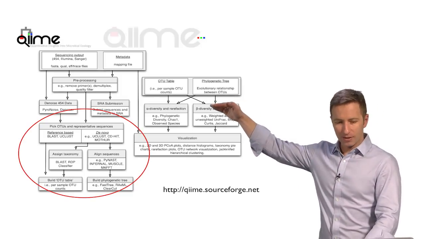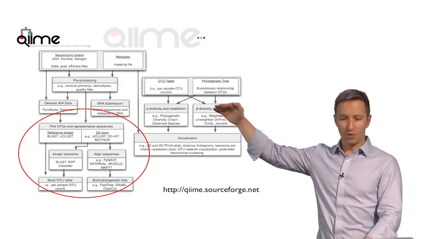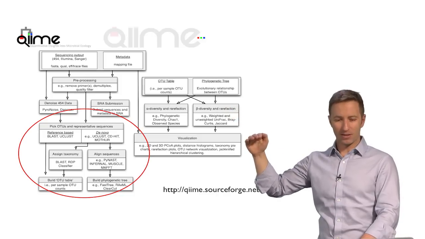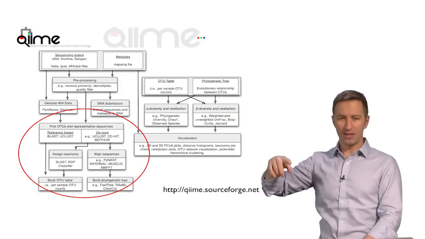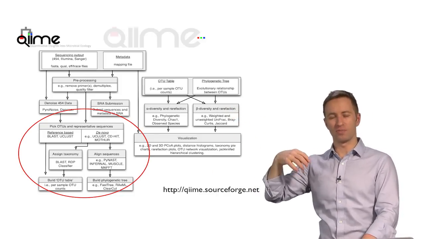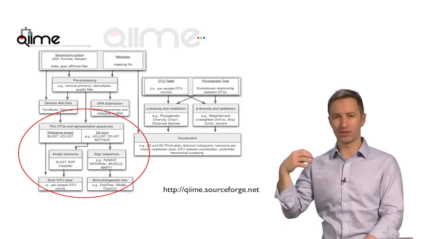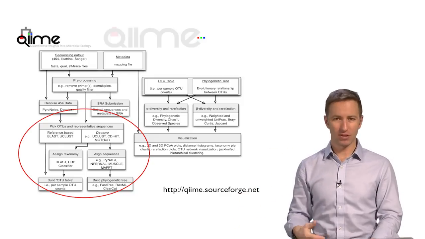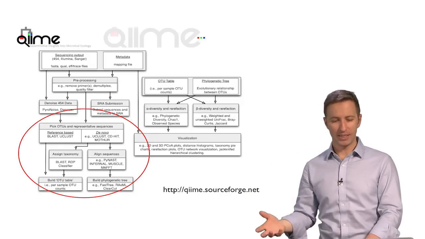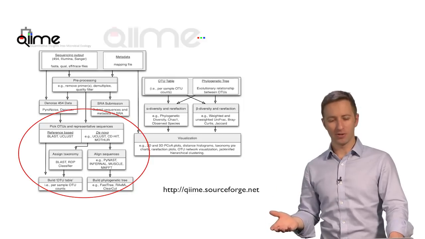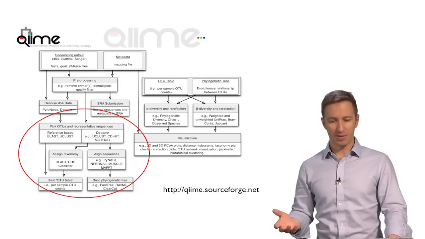So that was the pre-processing. Then once you've done that, you get to this step of the kind of mid-level processing where you're picking OTUs, generating the features, building a multiple sequence alignment, building phylogeny, making OTU tables, and assigning taxonomy.